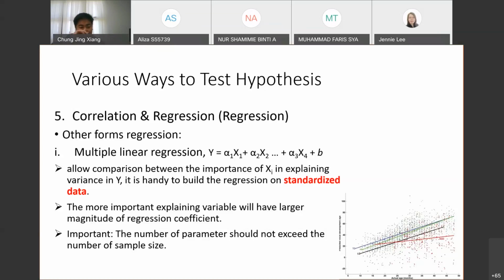Of course, you have to always remember the number of parameters should not exceed the sample size. Let's say your sample size is 30 but you have 50 parameters. Of course, you cannot use multiple linear regression. So always remember this.